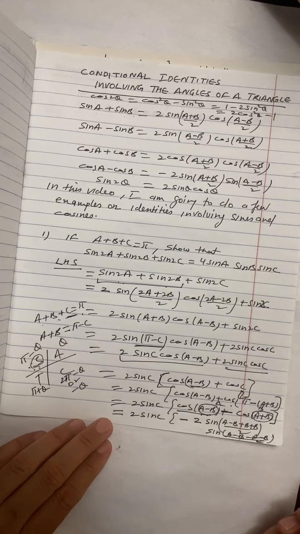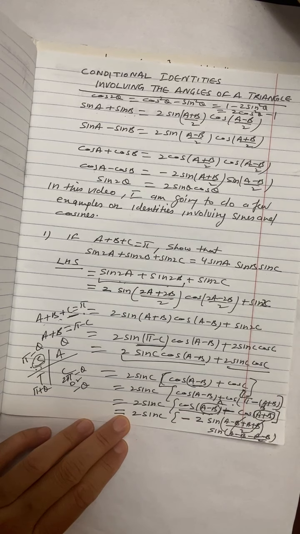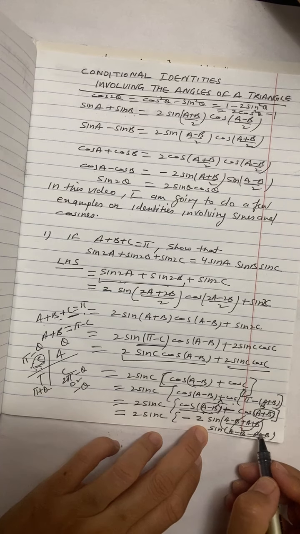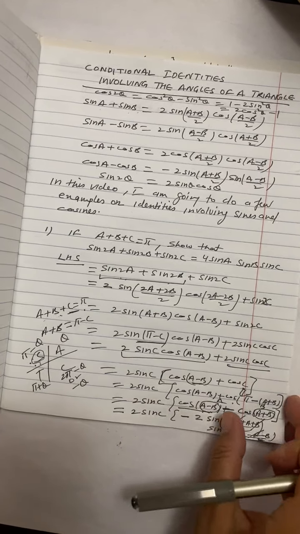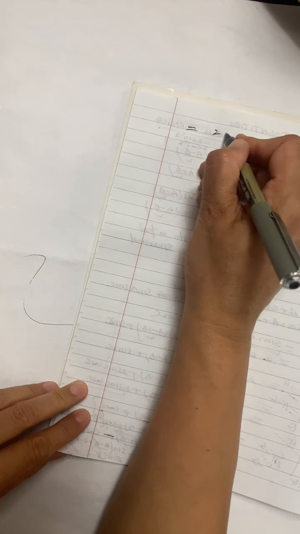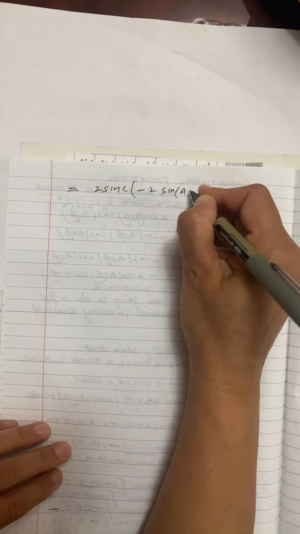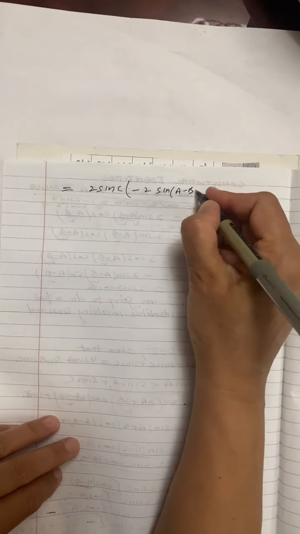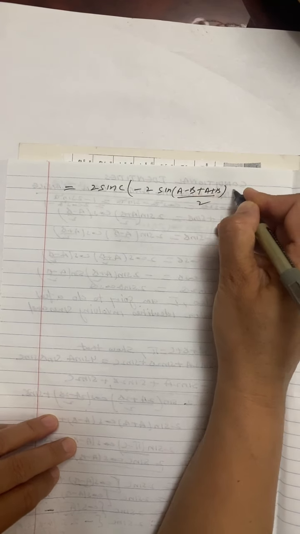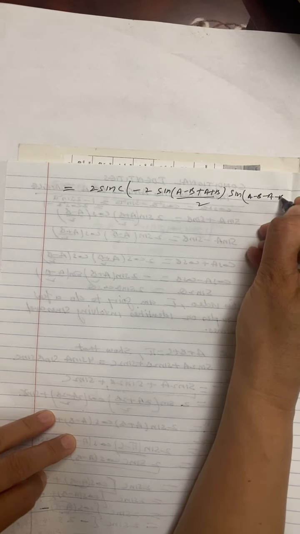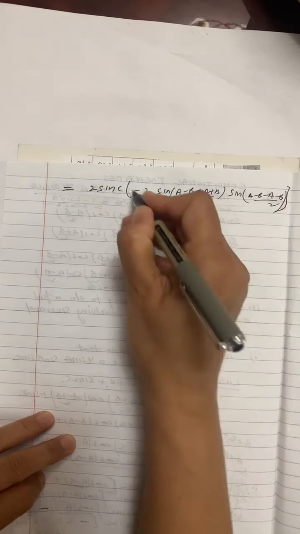Okay, so when we subtract that, the B and B get cancelled, and in this case your A and A get cancelled here. So I'm going to rewrite this on the next page. So we got here 2 sin C, and then we had in a bracket -2 sine (a minus b) plus a plus b divided by 2, and then I had sine a minus b minus a minus b divided by 2. And then I'm going to close this bracket again.